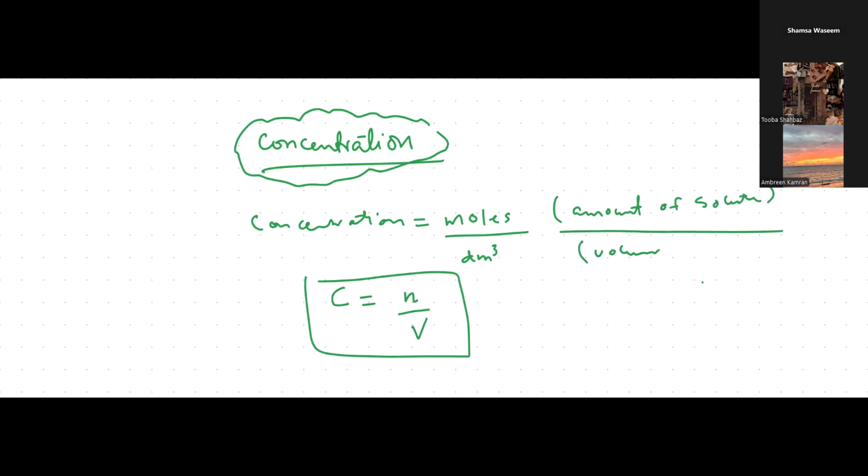We say that if something is more concentrated, it has more solute per unit volume. And using this formula, we can also calculate moles. We can calculate the concentration of a particular substance. We can even find out the volume. That's not going to be volume at RTP now.